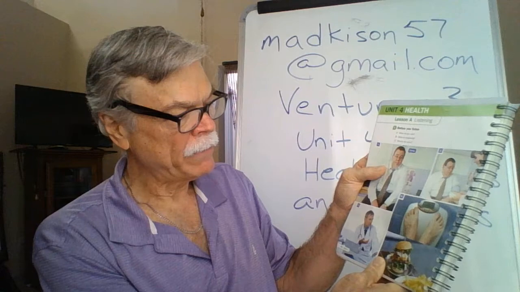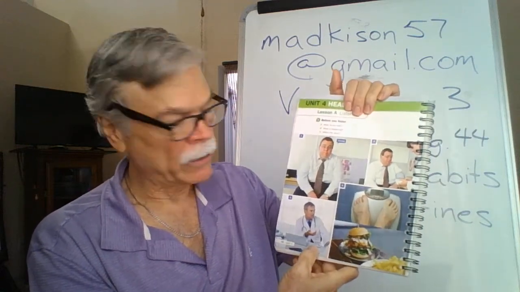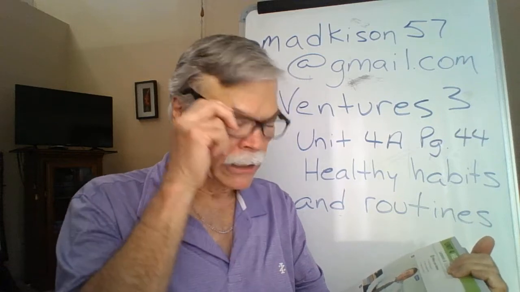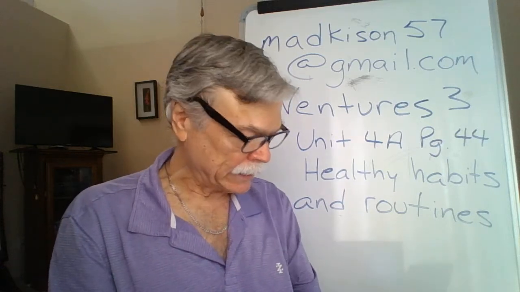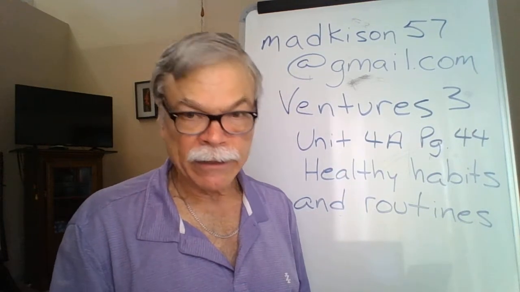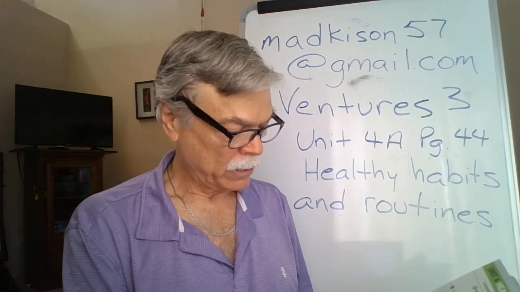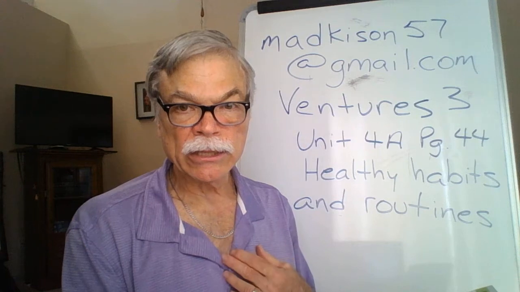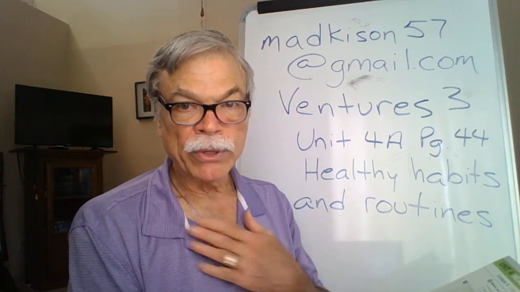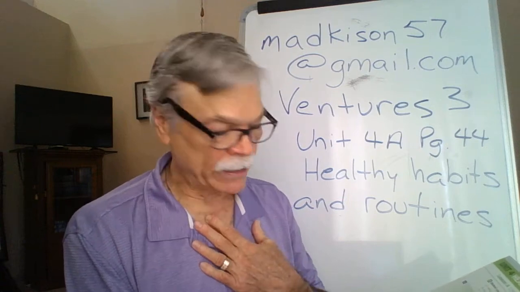Now in picture 3, this looks like a doctor because he's wearing a white jacket and doctors often wear white jackets. And he also has a stethoscope around his neck. That's called a stethoscope. It's what doctors use to listen to your heart. They can also put it on your chest and listen to your breathing.